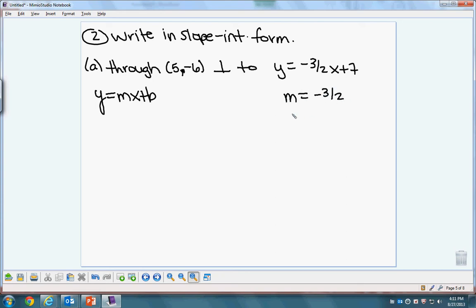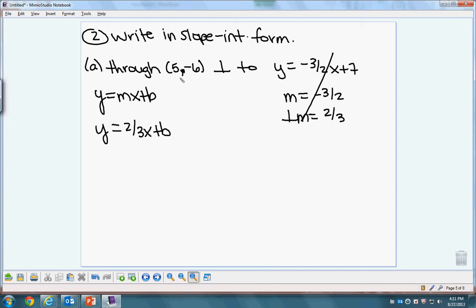-3/2. So the perpendicular slope, if you go back to your notes, is the opposite reciprocal. The opposite of a negative is a positive. The reciprocal, or flip, is 2/3. So our slope is 2/3. Once you get that information, you cannot use that line anymore. It is not going to help you. They do not have the same y-intercept or anything like that.